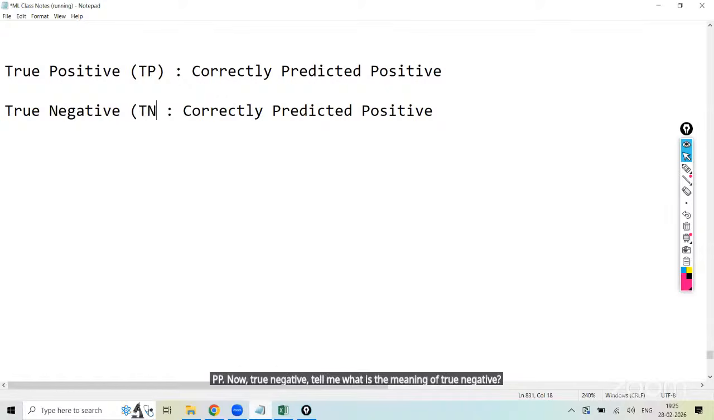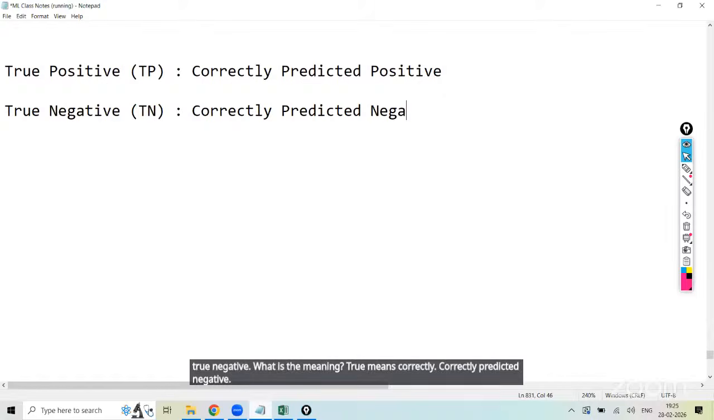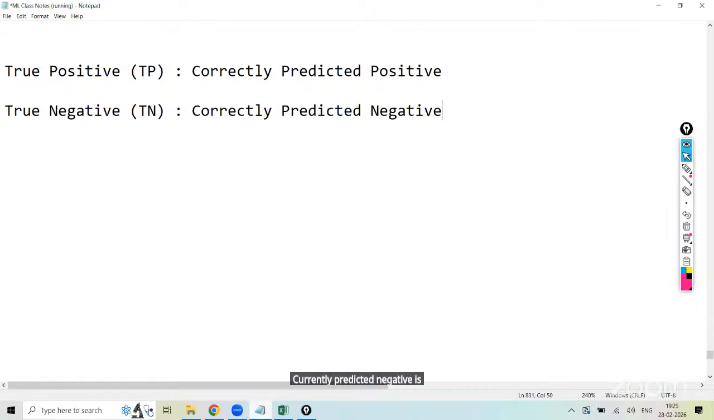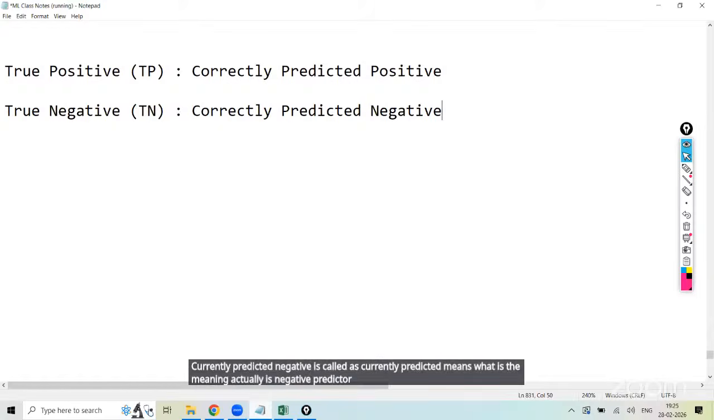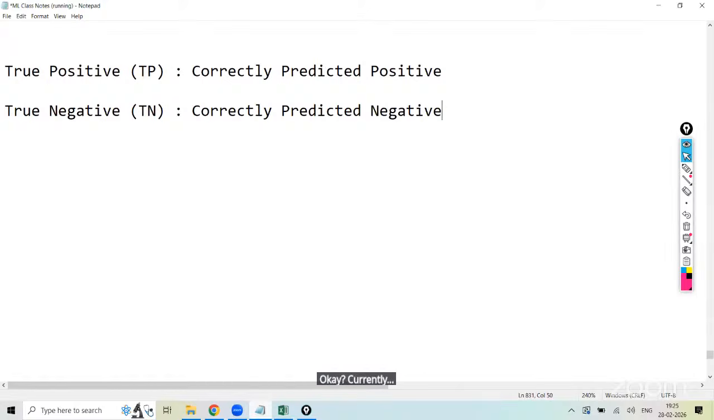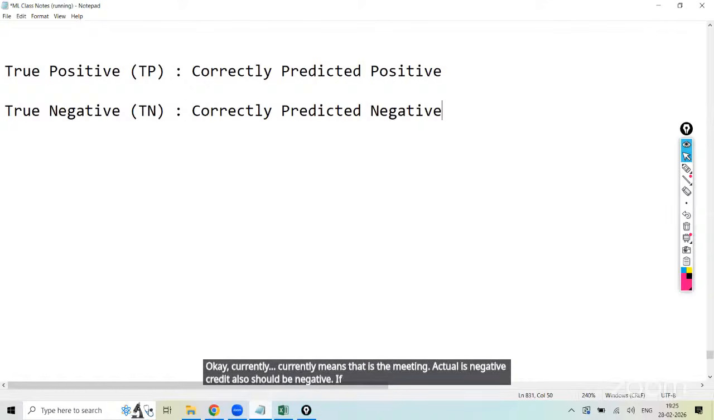True negative. What is the meaning? True means correctly. Correctly predicted negative. What is the meaning of correctly predicted? Actual is negative, predicted also negative. Both of them are negatives. Actual is negative, predicted should also be negative. If both of them are negative, it is called correctly predicted negative.